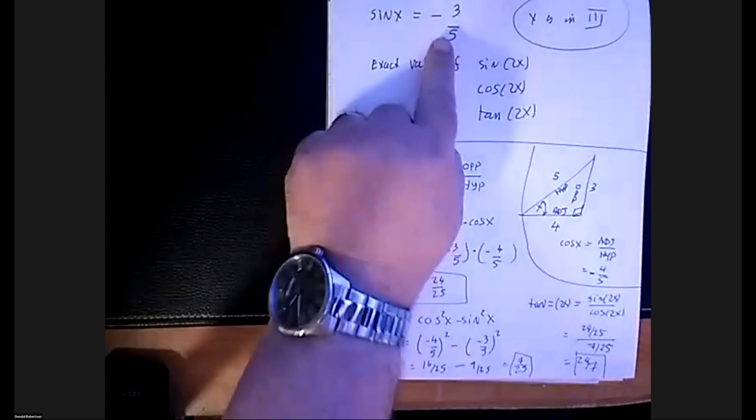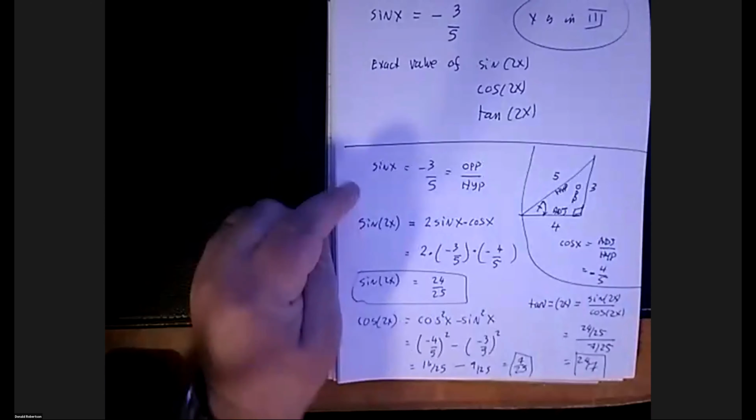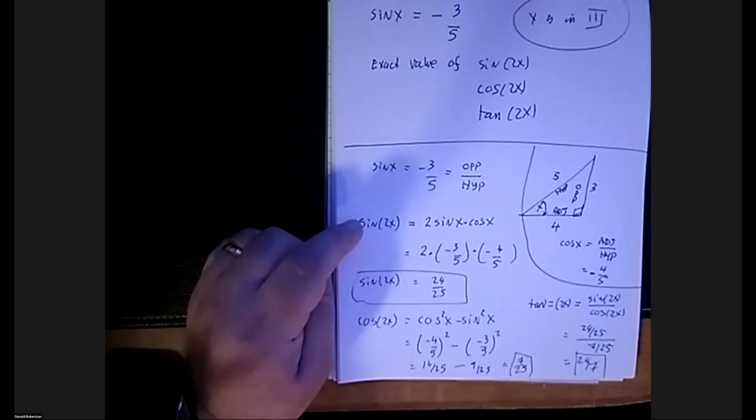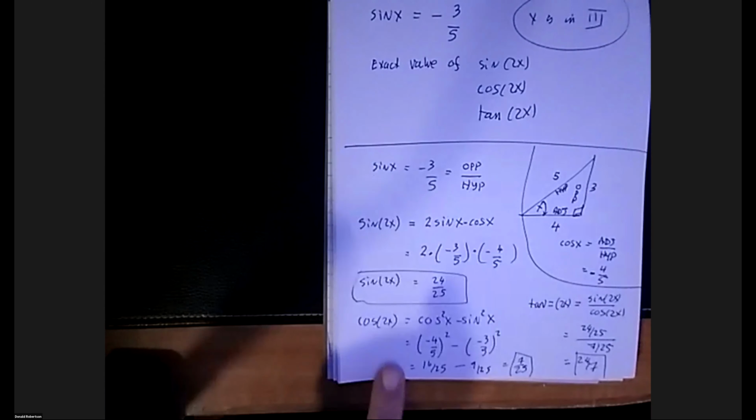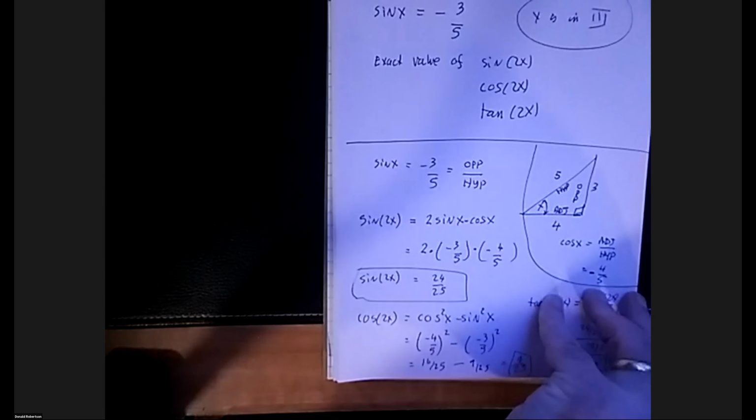So from just being told what the sine is and the quadrant that the angle x is in, you can find all these what are called double angles, the sine of 2x, the cosine of 2x, or even the tan of 2x. That's pretty cool. Any questions about that?